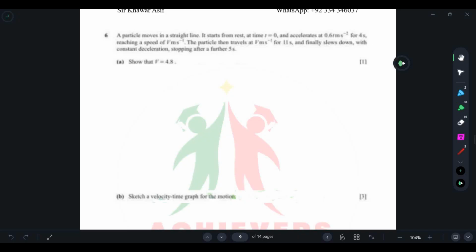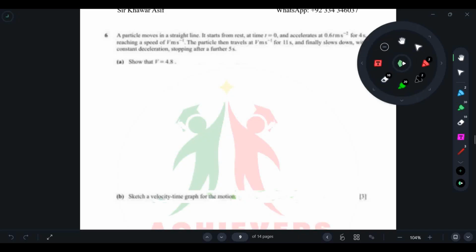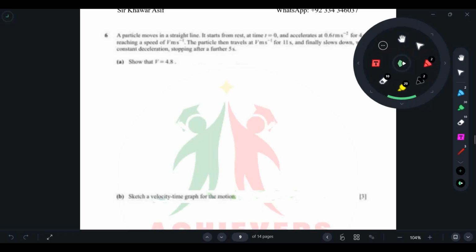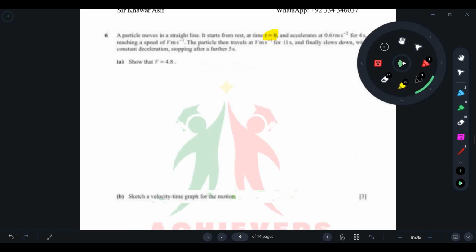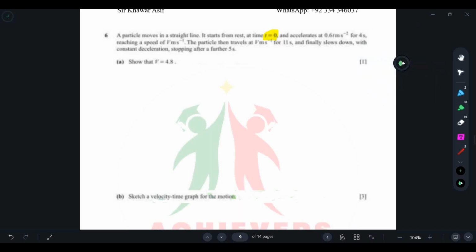Now in question number 6, a particle moves in a straight line. It starts from rest at time 0 and accelerates at 0.6t for 4 seconds. So it means that the equation for acceleration is given to us. For the first 4 seconds, the acceleration is 0.6t.